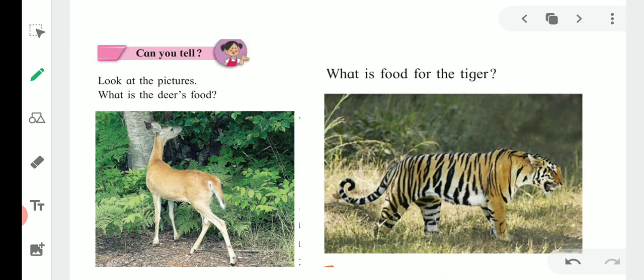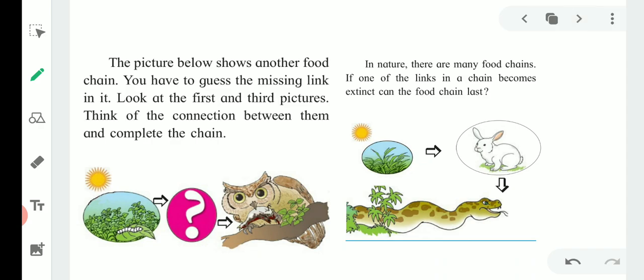Can you tell? Look at the picture. This is an activity for you. You have to answer this and write it in your notebook. What is the deer's food and what is the food of the tiger? This picture below shows another food chain. You have to guess the missing link in it. Look at the first and third picture. Think of the connection between them and complete the chain.